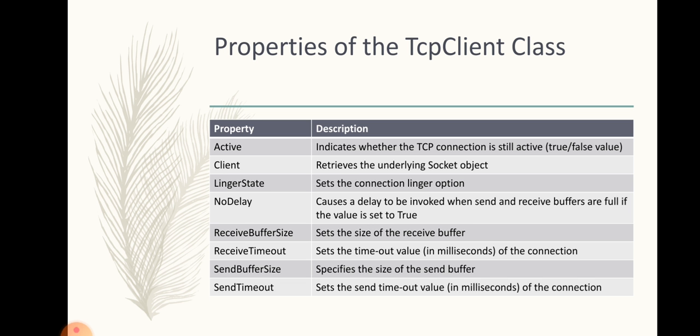Receive buffer size sets the size of the receive buffer. That is the receiving message size. There is a limited size for the buffer for receiving the message. For that, we can set it earlier. Receive timeout sets the timeout value of the connection.